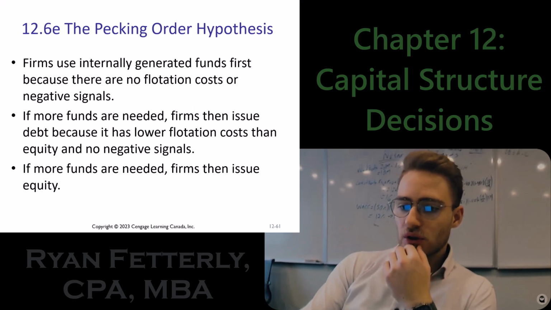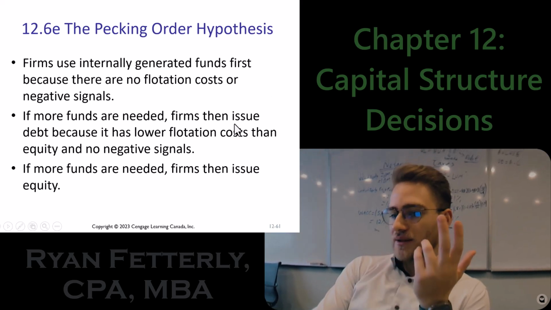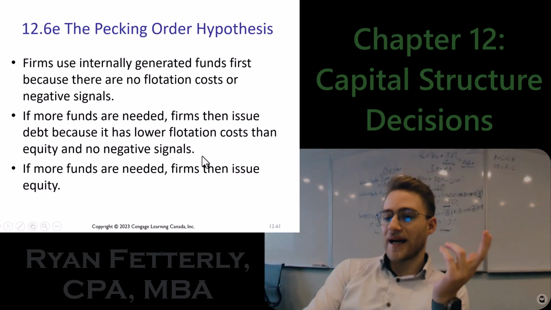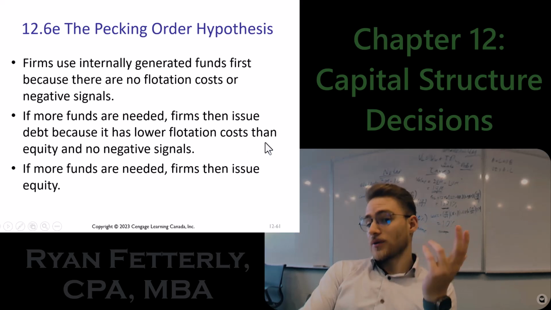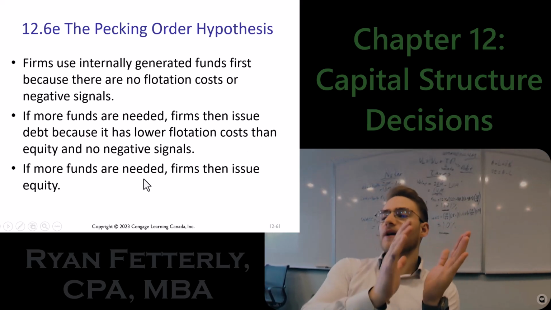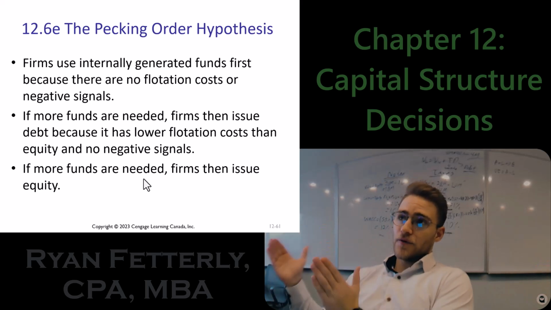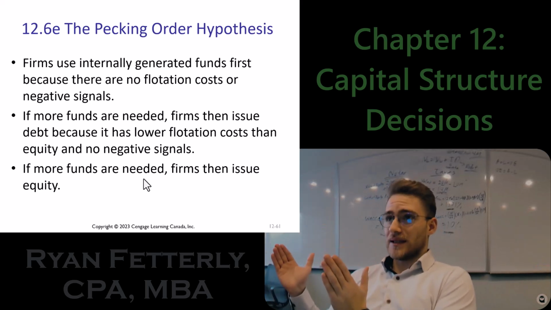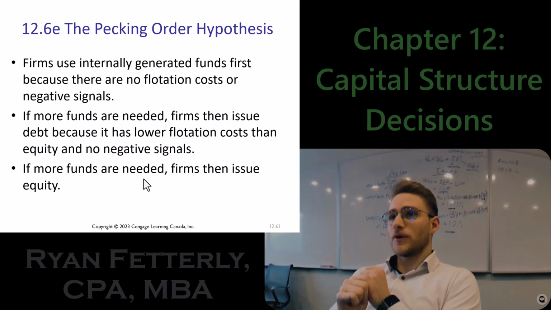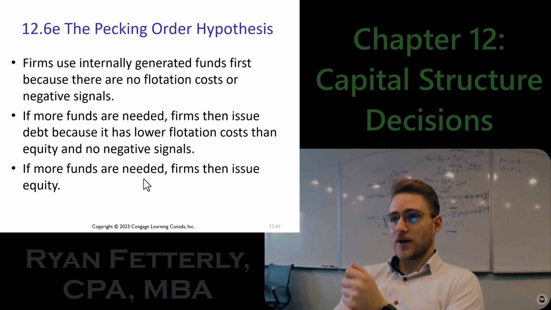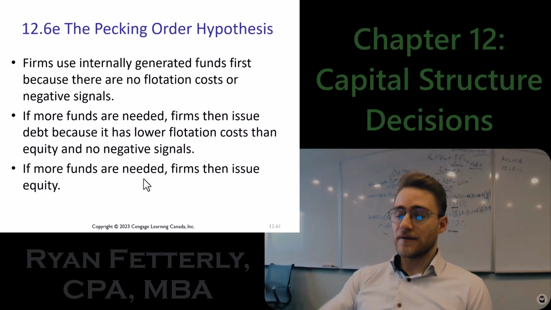So if more funds are needed, firms then issue debt because it has lower flotation costs than equity, and it has no negative signals. If even more funds are needed than what's internally generated and what can be provided by debt, then firms issue equity, right, because they absolutely need it. They take the higher flotation costs and they take the hit to their stock price. Because they think the investment opportunity is worth it.